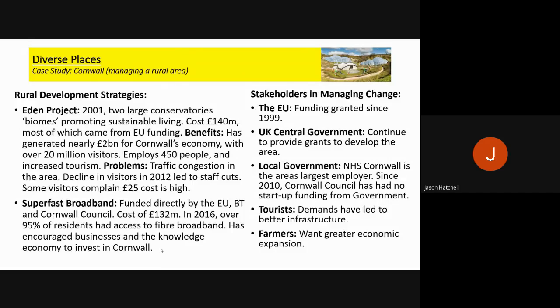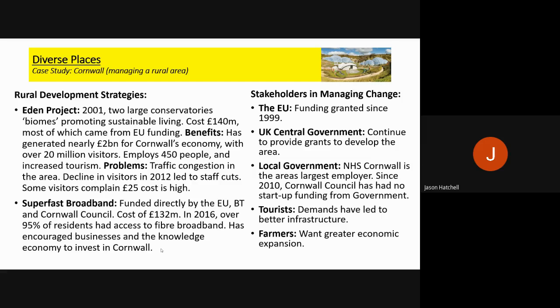Tourists, of course, are a stakeholder in Cornwall, and demands have led to better infrastructure overall. As tourist numbers have increased over time, there has been better connectivity via road and railway as well. And finally, the farmers that we mentioned earlier when looking at Cornwall have been demanding for quite some time now greater economic expansion, the ability to further expand agriculture in the area, and also other sectors as well. So that is looking at how we manage a rural area like Cornwall.